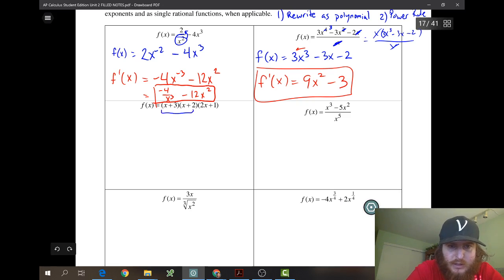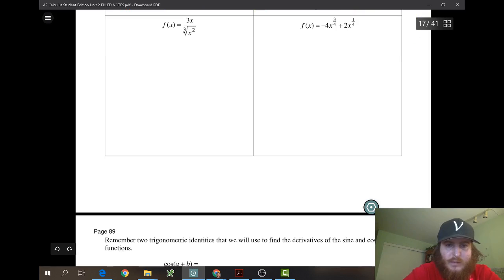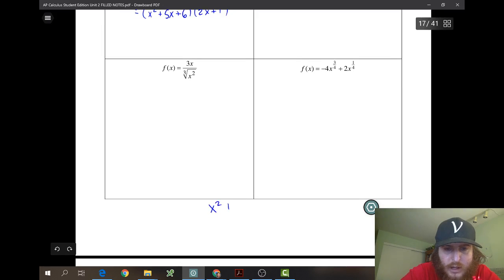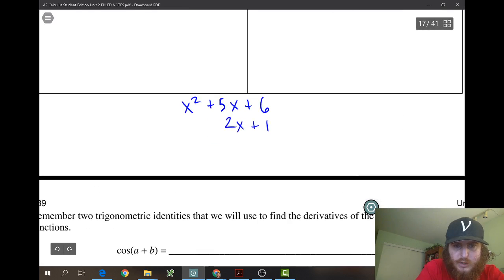Okay, and the next one, we're going to need to FOIL this out. So first, I'm going to multiply these two, and that gives us x squared plus 2x plus 3x plus 6, all times 2x plus 1. So that's x squared plus 5x plus 6 times 2x plus 1. And now we need to multiply these. You can do the box method if you guys are good with the box method, but I like the method that I kind of showed you guys yesterday in class, which is x squared plus 5x plus 6 times 2x plus 1. And so I really like to multiply like this.